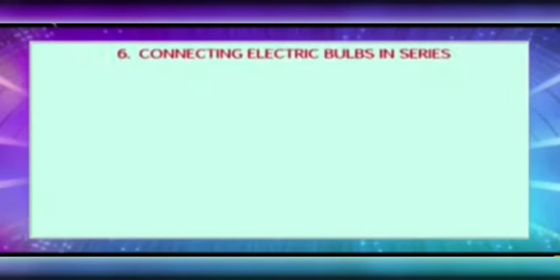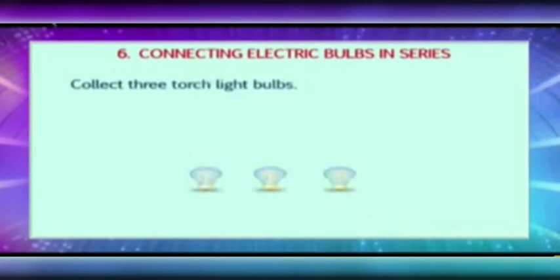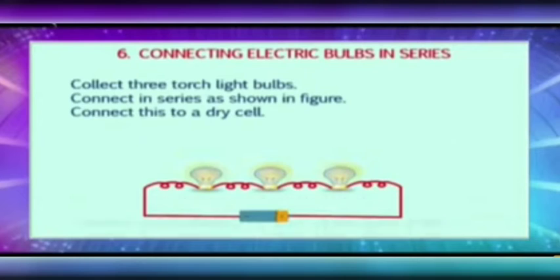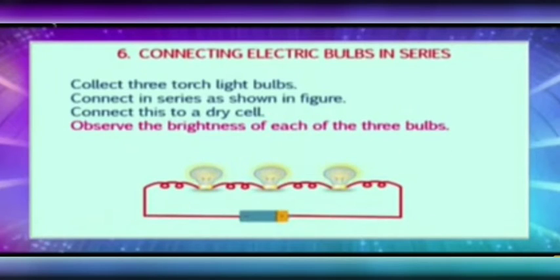Connecting electric bulbs in series. Collect 3 torch light bulbs. Connect in series as shown in figure. Connect this to a dry cell. Observe the brightness of each of the three bulbs.